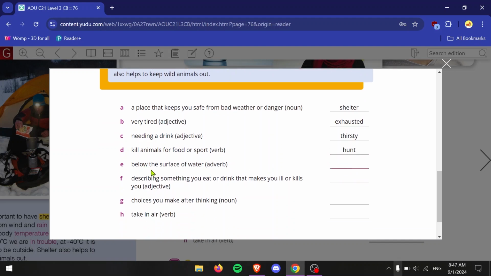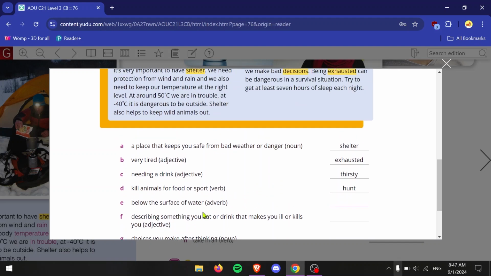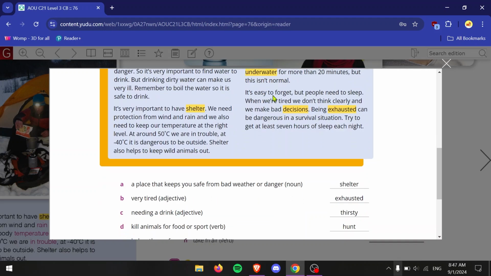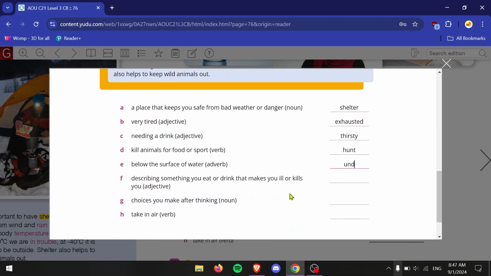Below the surface of water. Below the surface of water is basically someone being underwater. So Ricardo Baia from Brazil can hold his breath underwater for more than 20 minutes. That is crazy. But this isn't normal. So underwater means below the surface of water.